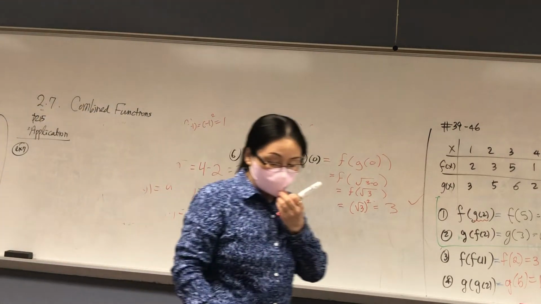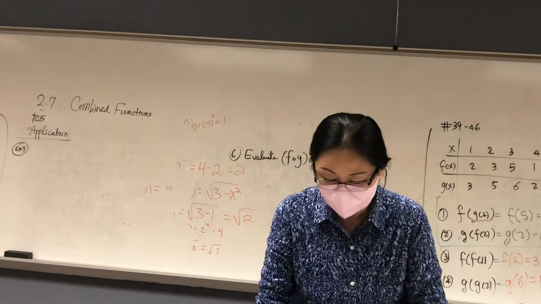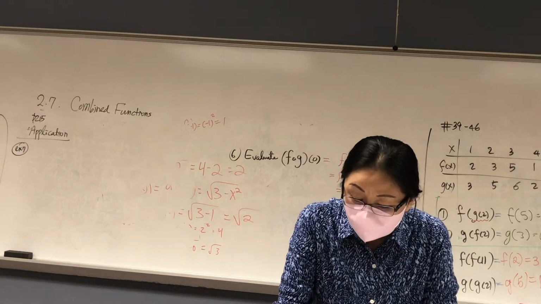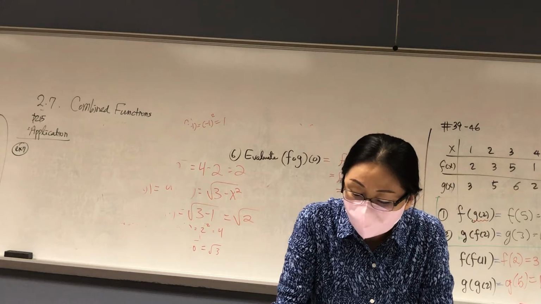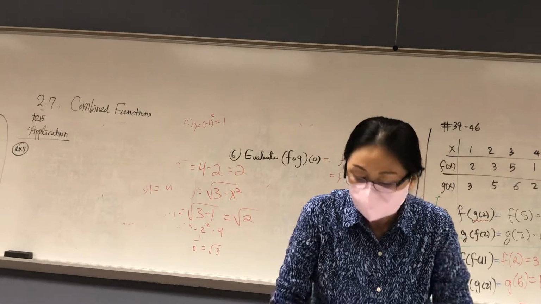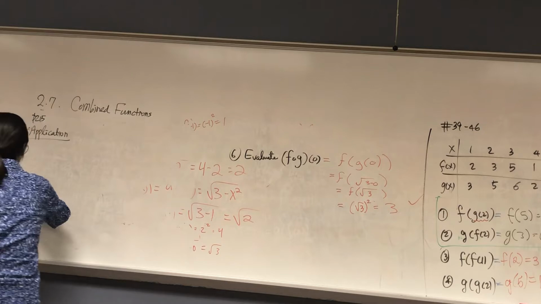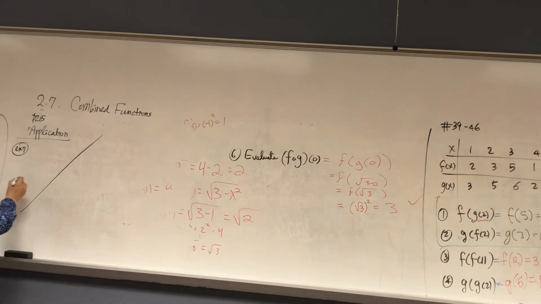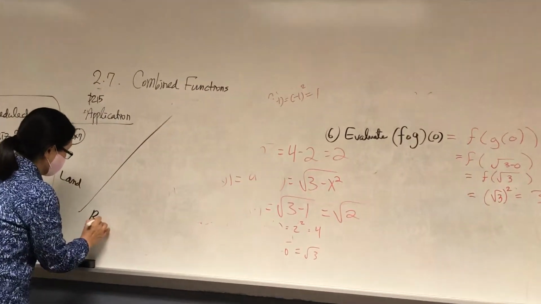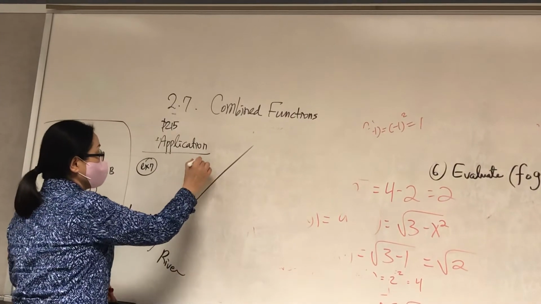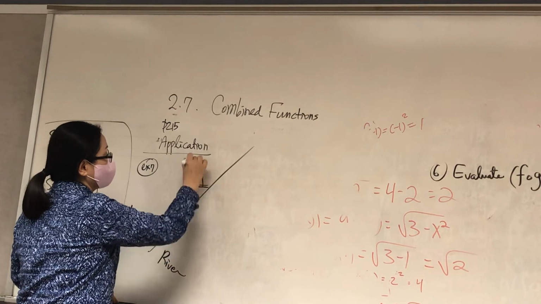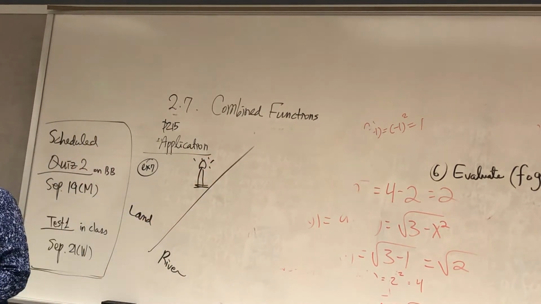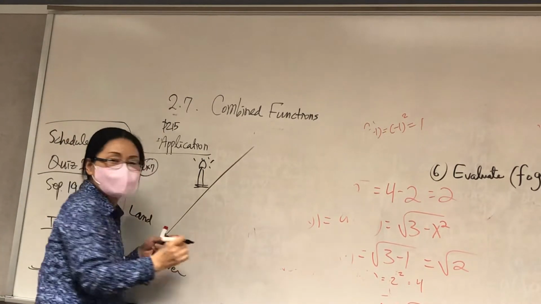What is the problem? Okay, you have to understand. A ship is traveling at 20 miles per hour parallel to a straight shoreline. The picture here. This is the shoreline. This is the land. This is the river, right? And here is a lighthouse. I am a very bad drawer.